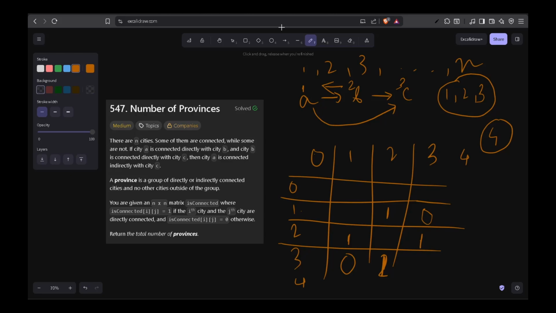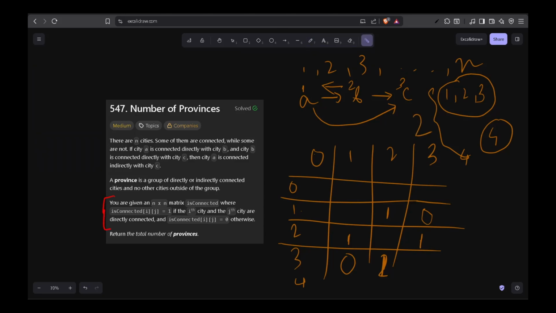1 is connected to 2, 2 is connected to 3 and 1 is indirectly connected to 3, and none of those connections have 4. So 4 alone is a province and the other 3 are grouped together in one province. So in total there are 2 provinces here, right? Not 4 but 2. Now this paragraph just states whatever we have seen here, right?